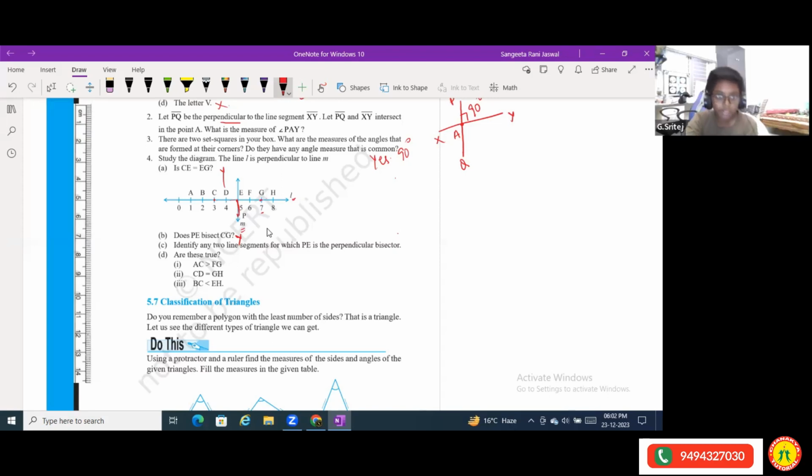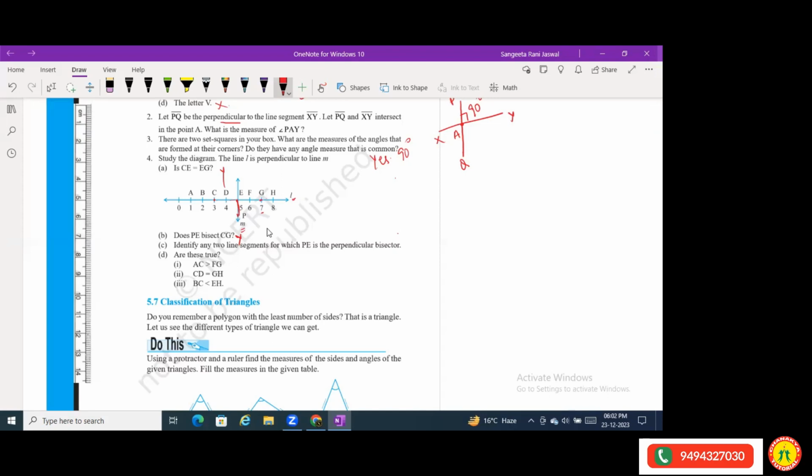Ma'am, we can take B and H. B and H, yes, good, BH, because if we take B this side, these are 1, 2, 3 units this side and 3 units this side. Line segment BH. The other line, one line was CG, which we already saw in this B part, other one is BH.